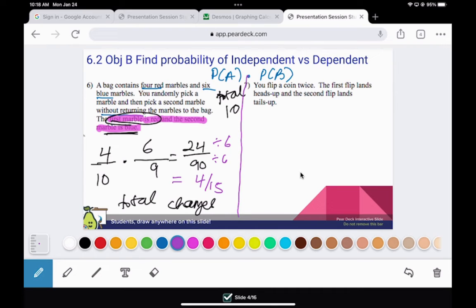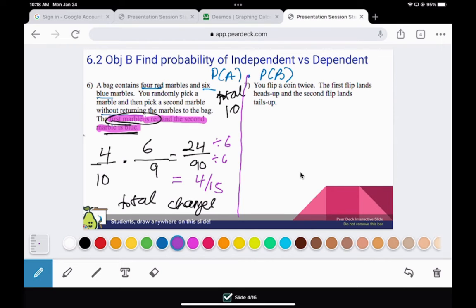So the thing is, here's the trick that I will use. I will look for the total. Then I look at, all right, is this dependent or independent? If it's dependent, then the total will be different. If it's independent, the total will stay the same.